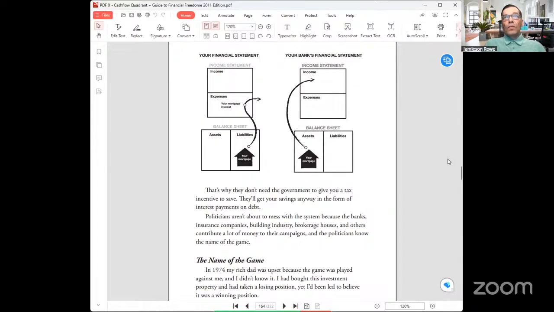So on your bank's financial statement, it starts on the balance sheet on the bottom in the asset column. So your mortgage is in their asset column, meaning that they're receiving money. You're indebted to them. And it goes into their income statement. That's why they don't need the government to give you a tax incentive to save.